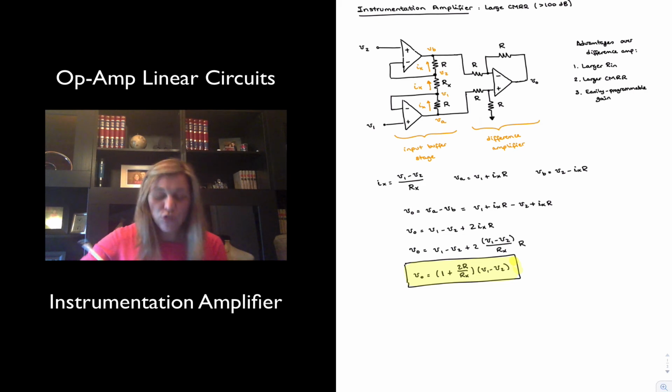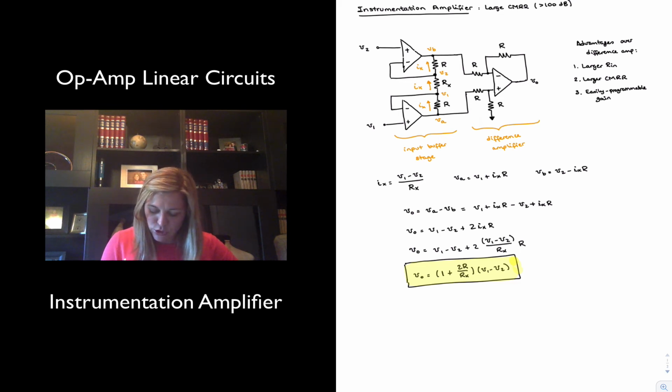because you only need to change one resistor to set the gain, whereas in the difference amplifier, there were two resistors that you will need to configure to set the gain to a particular value. Let's take a look at a little example.